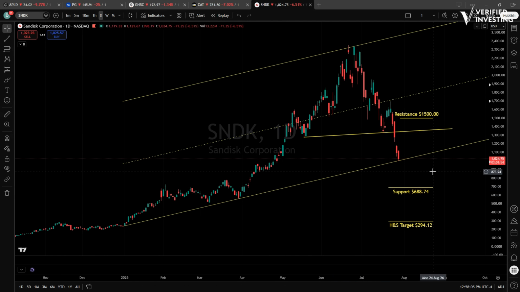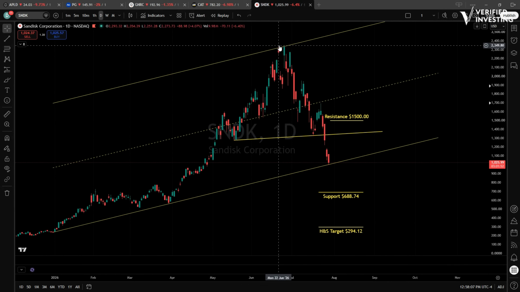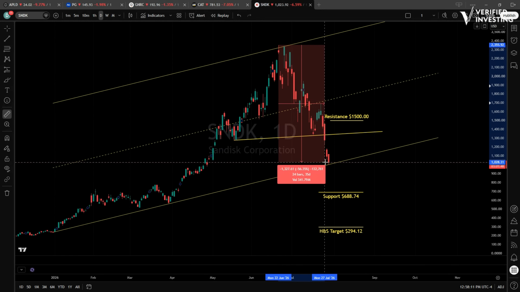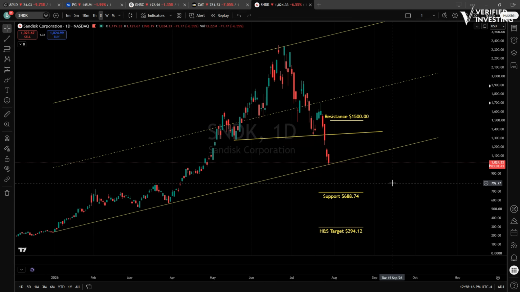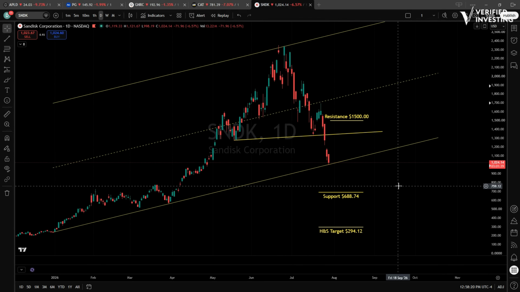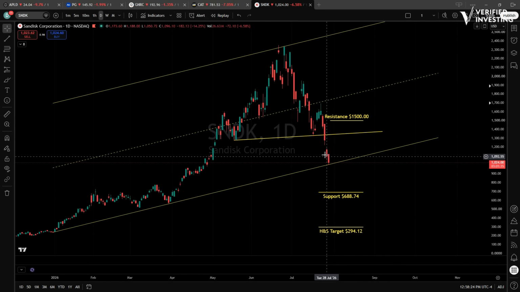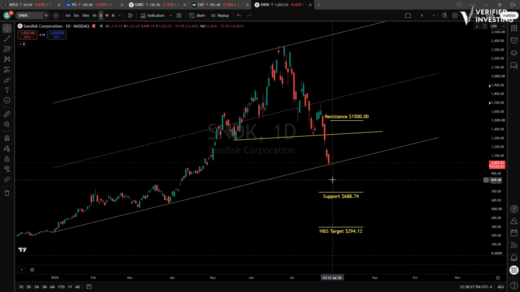Next up, SanDisk, guys. Look at the decline here on SanDisk. Just most recently from the high here on June 22nd, SanDisk is now down 56% to where we're currently trading, guys, just above $1,000. We pierced it during regular hours today. Overnight it got as low as around 950, under 970. So we did sell down nicely on SanDisk overnight.